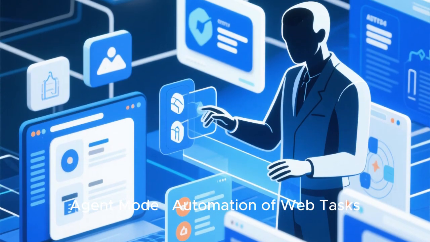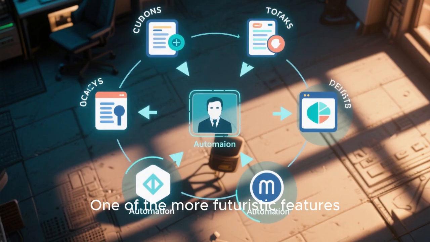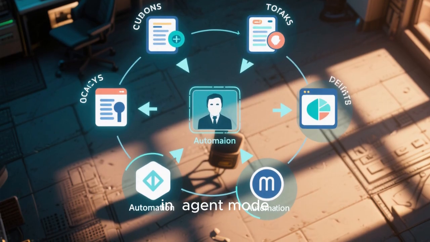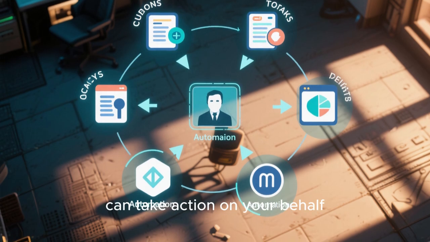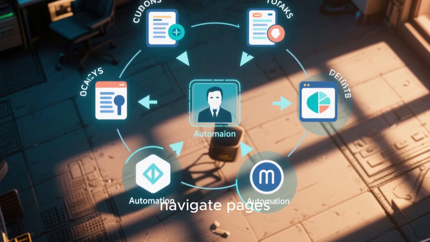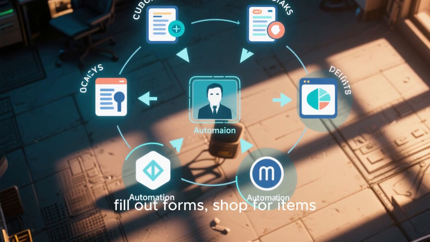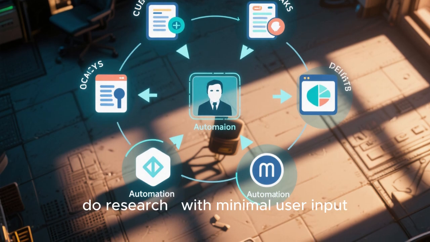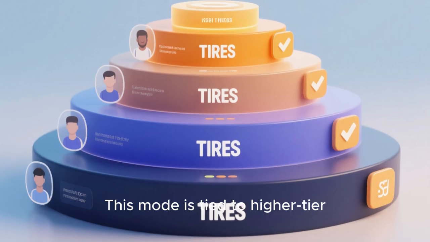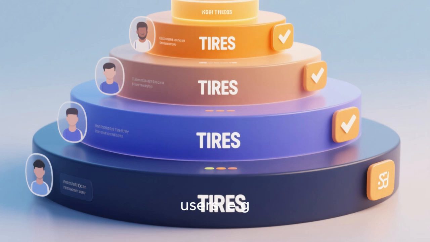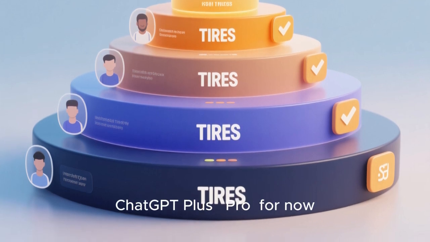Agent Mode, automation of web tasks. One of the more futuristic features, in agent mode, the browser's AI can take action on your behalf, navigate pages, fill out forms, shop for items, do research with minimal user input. This mode is tied to higher-tier users, for example, ChatGPT Plus and Pro, for now.